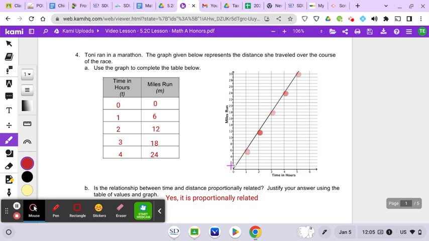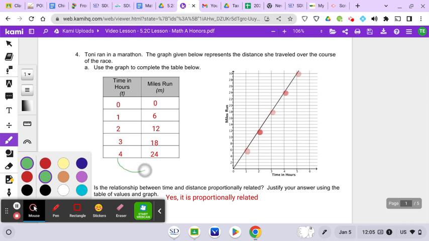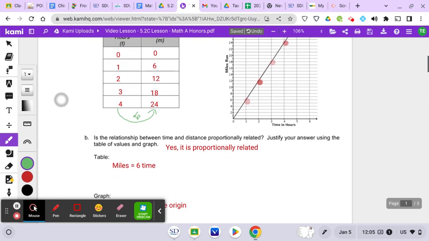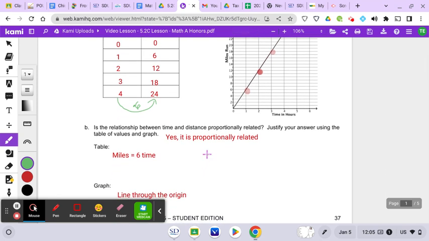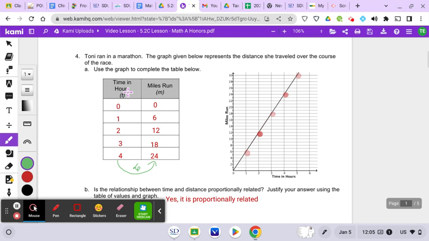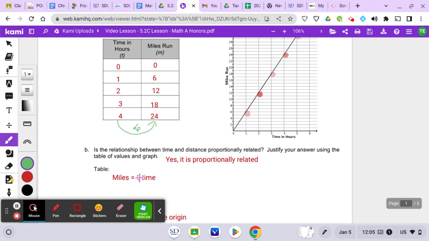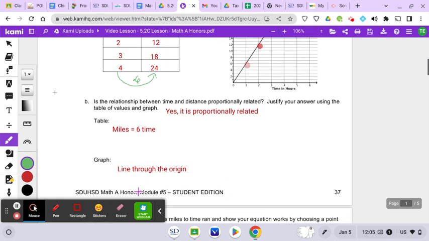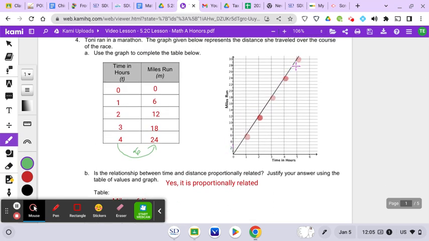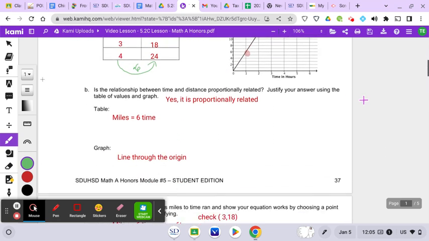Now, looking at the graph, I know it's proportional because there's a line through the origin. Looking at my table of values, I know it's proportional because if I multiply by 6, I get all my miles, always multiplying by 6. So is the relationship between time and distance proportionally related? Yes. How do I know? Well, in my table, to get to my miles, I'm multiplying by 6. In my graph, I see I have a line through the origin. Okay, hit pause, catch up.